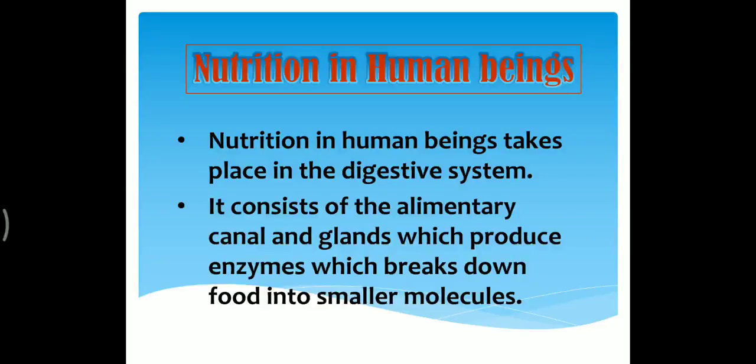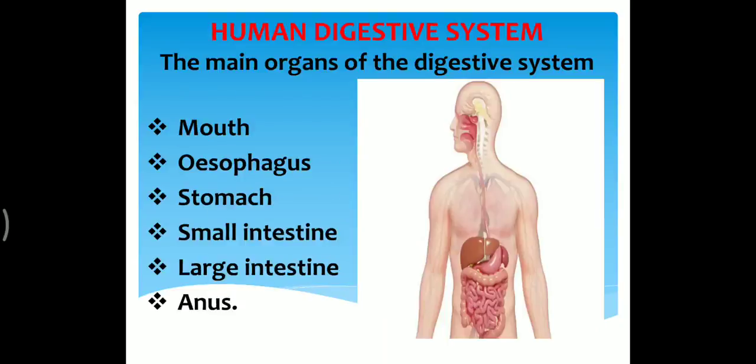It consists of the alimentary canal and glands which produce enzymes which break down food into smaller molecules. The alimentary canal is a continuation of organs from mouth to anus; together they are called the alimentary canal, or digestive tract. And also some glands are present which produce the enzymes to break down this food. Now let us see the human digestive system.